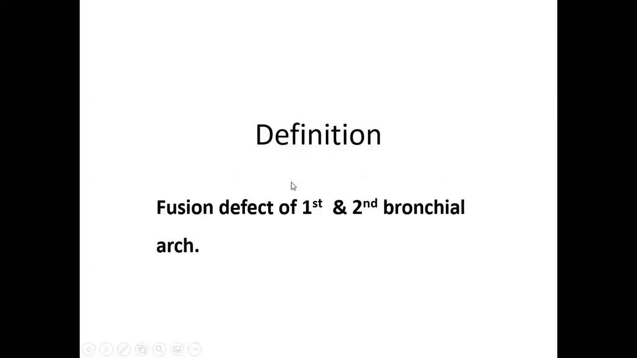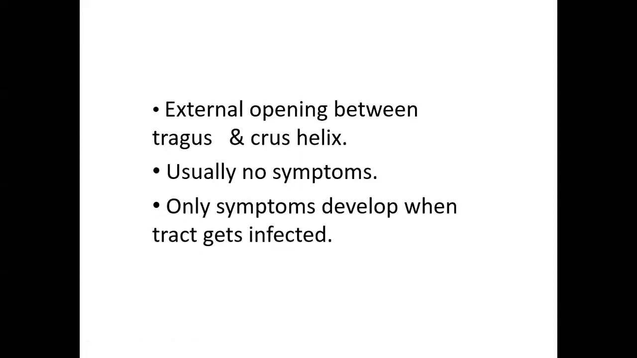By definition, it is due to a defect of the first and second branchial arch. When we go through the development of the ear, the first and second branchial arch fuse together and form the auricle. So if there is a defect in the fusion of the first and second branchial arch, it will cause the preauricular sinus. Now in this sinus, the external opening is present between the tragus and the crus helix.